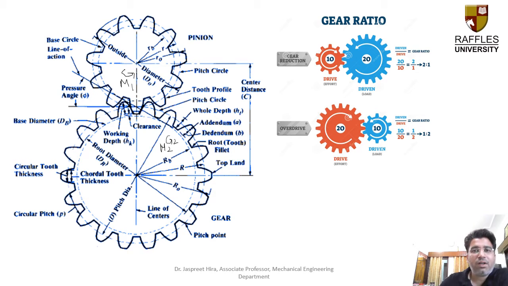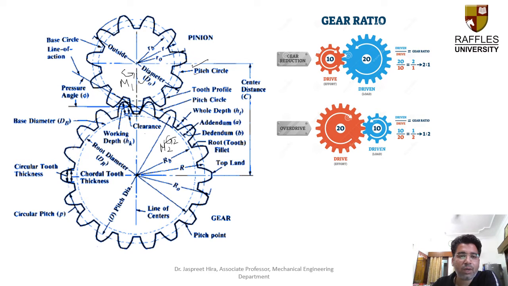So whenever the motion has to be transmitted from gear number 1 to gear number 2, we have certain elements that have to be taken into consideration for proper power transmission. In this particular scenario we have a pitch circle. Now what is a pitch circle? Basically a pitch circle is an imaginary circle that is meshing with the line of contact from gear number 1 to gear number 2.